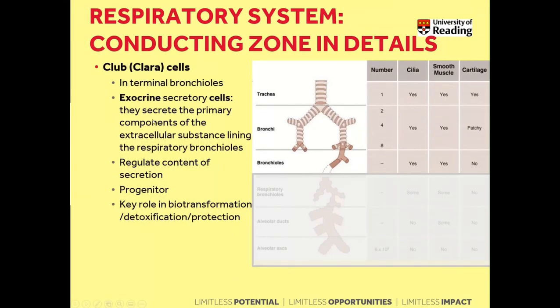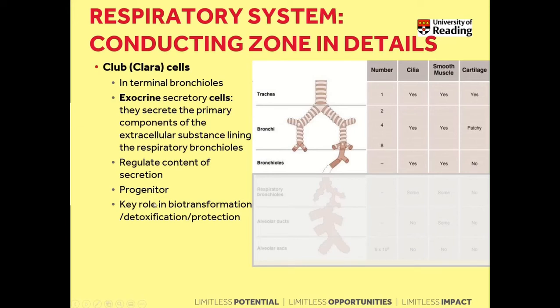Last but not least, another type of cells you can find in the conducting zone is the club or Clara cells, particularly expressed in the terminal bronchioles, so at this level. They are exocrine secretory cells. They secrete the primary component of extracellular substance lining the respiratory bronchioles. They also regulate the content of secretion. They also act as progenitor cells for themselves, so for Clara cells, but also for ciliated cells. So they act as a stem cell.